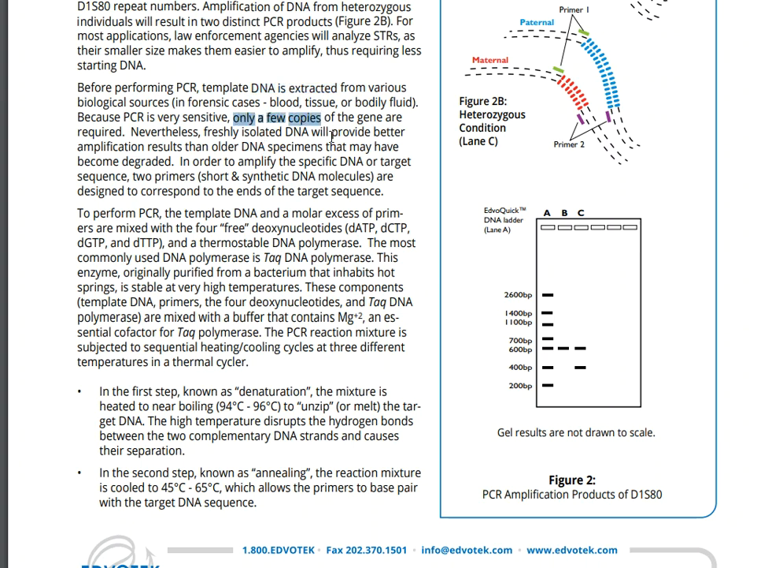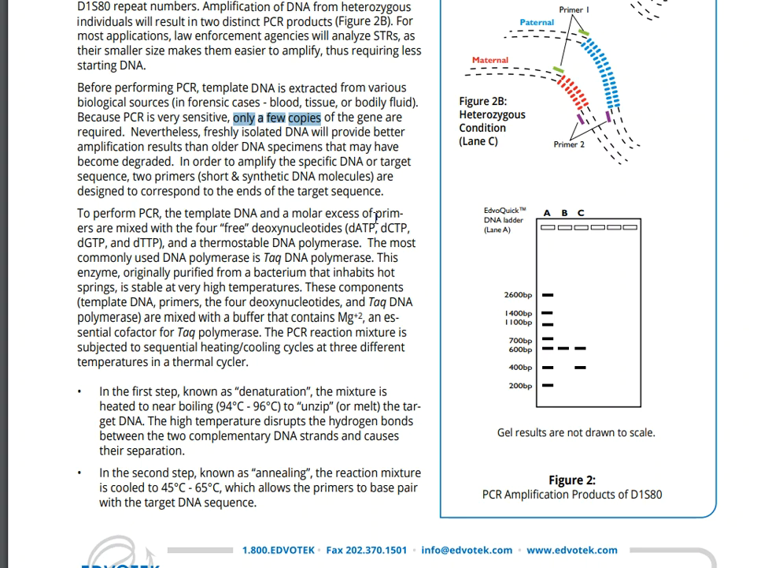We only need a few copies of the gene, but PCR is really going to give us a number of copies. I mean, we're talking millions, if not trillions, right? Depending on how long you run them, of copies of the DNA that we can utilize to our advantage in the electrophoresis setup.